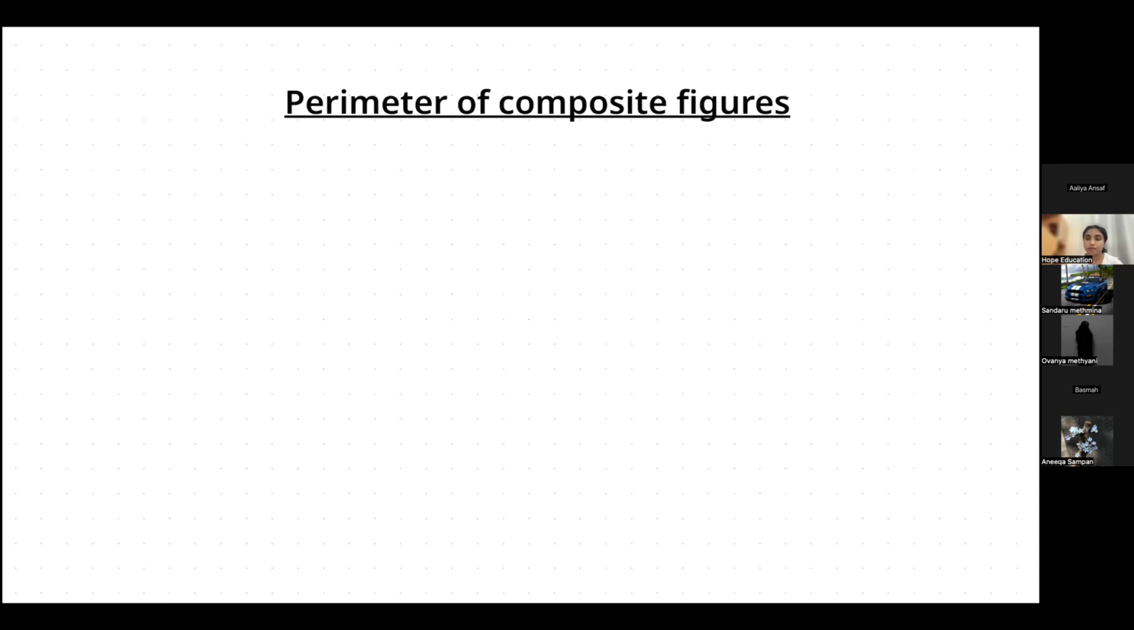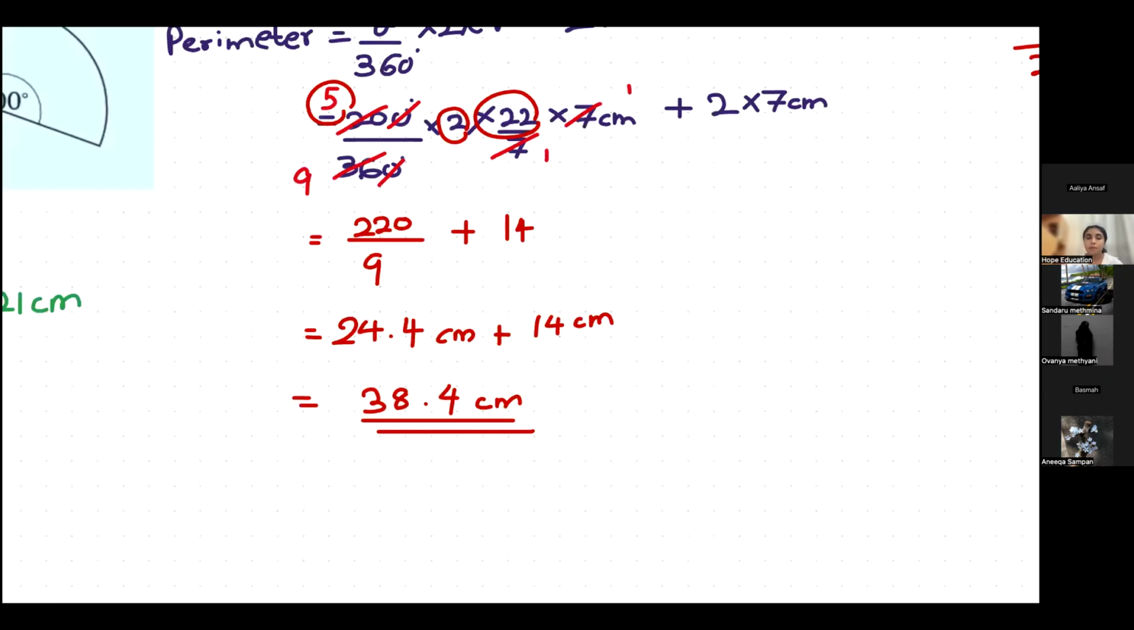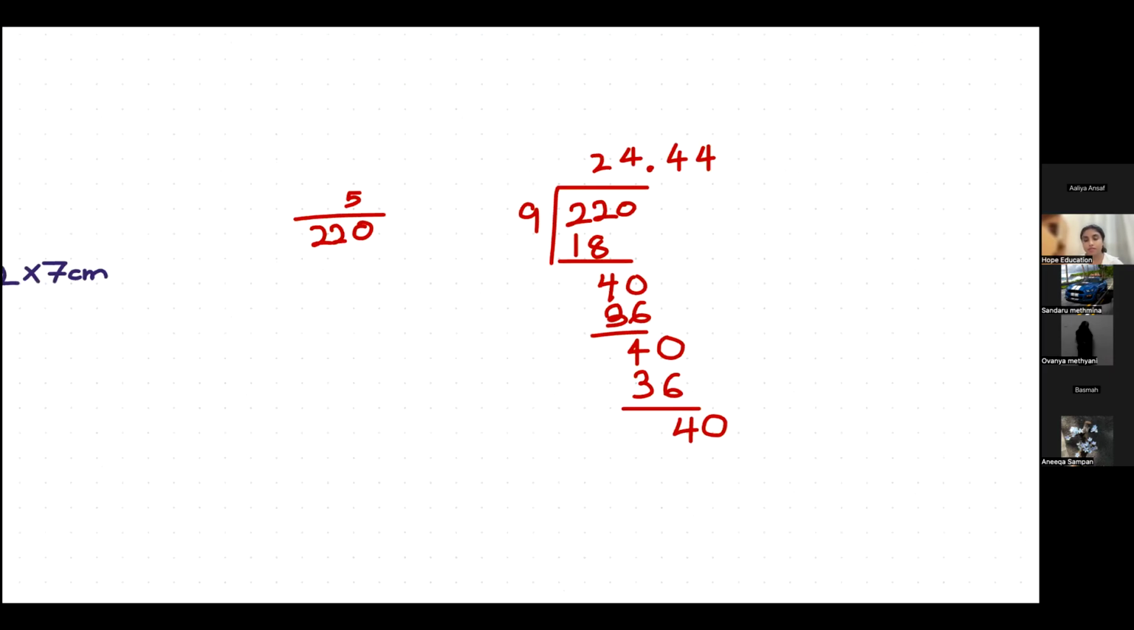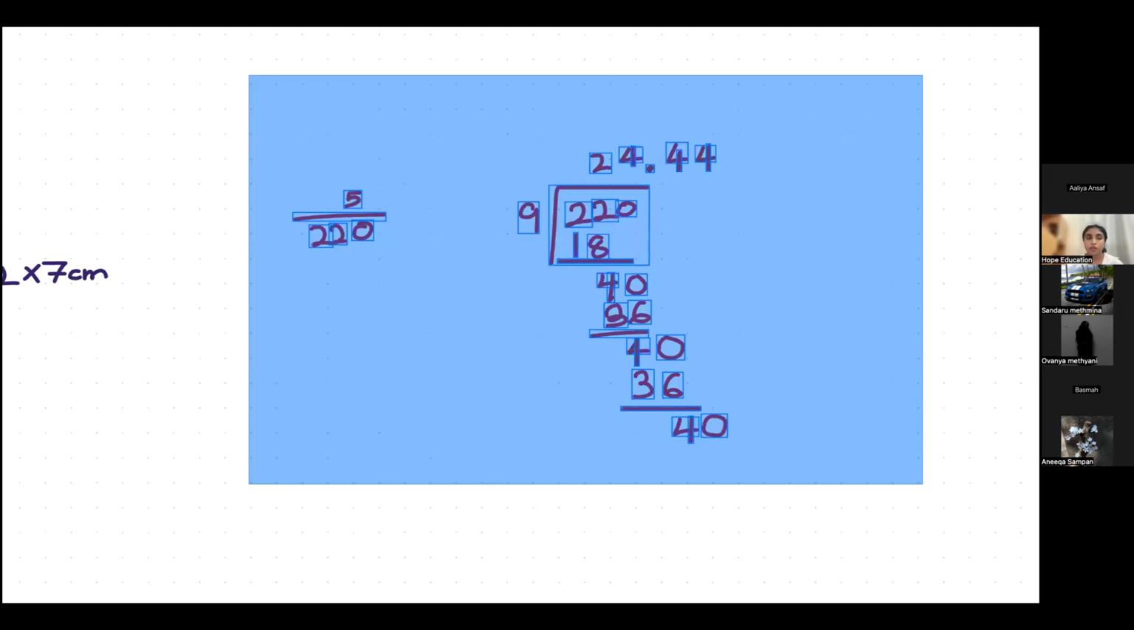Before that I have a question: how do you add the decimals? Good question. Let me explain from the beginning. I will explain how to add decimals. Okay, watch carefully. What we have to do is divide 220 by 9.